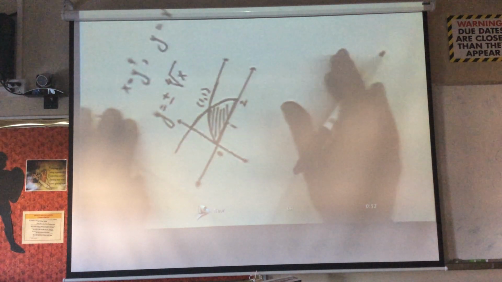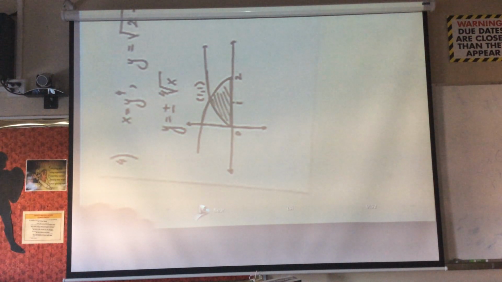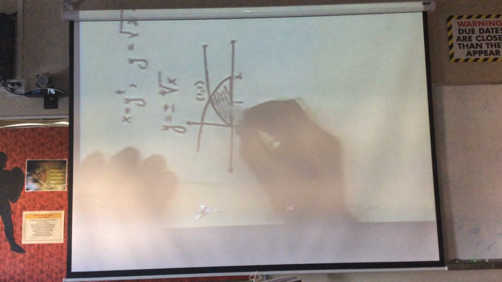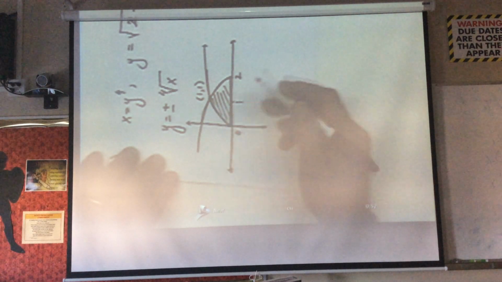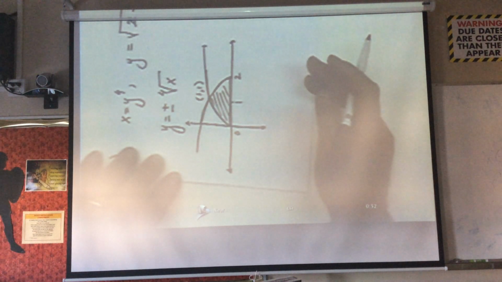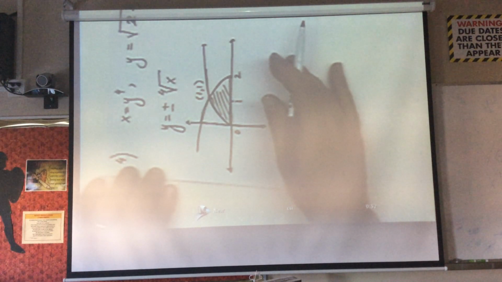But when I flip it like this, what do you think if I go with dy? How many integrals do I have? Only 1. Because I have only 1 function here and I have only 1 function here. Can you see that? So again, it's just easier to go with dy. But also what else will happen?